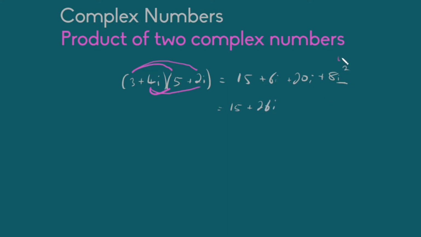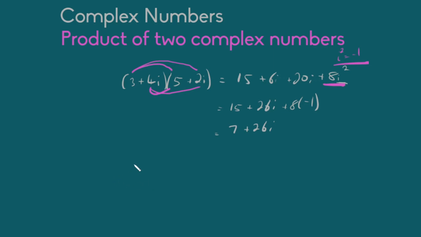And here's where we need to remember that i squared is negative 1. It's for these questions where this becomes really important. So we have 8i squared. That's the same thing as plus 8 times negative 1. So it's essentially going to be minus 8. So 15 minus 8 is 7. So we're left with 7 plus 26i.